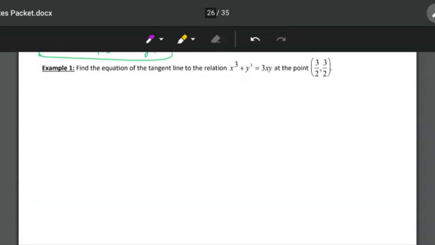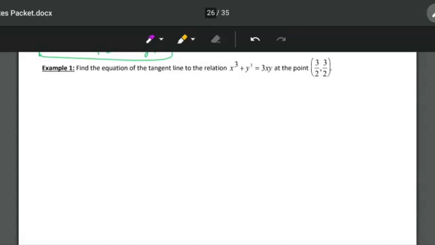Of the tangent line, when you do that, you need the point and you need the slope. So it says find the equation of the tangent line to the relation x to the third plus y to the third equals 3xy at the point 3/2, 3/2. All right, so we've definitely got the point.